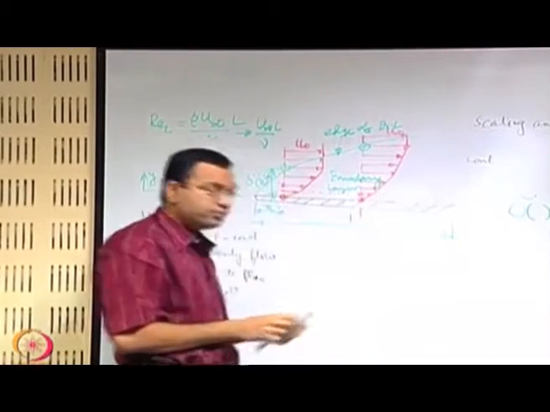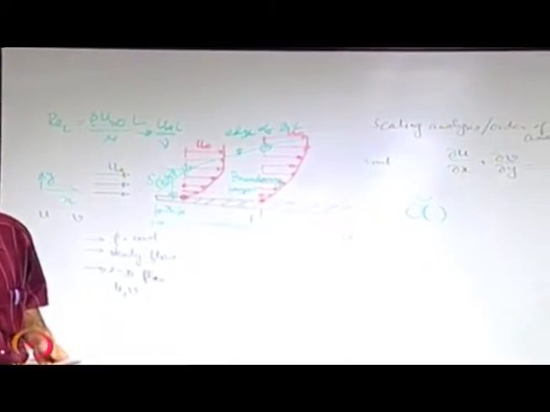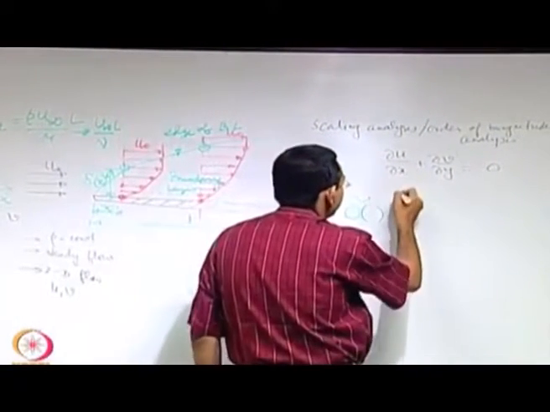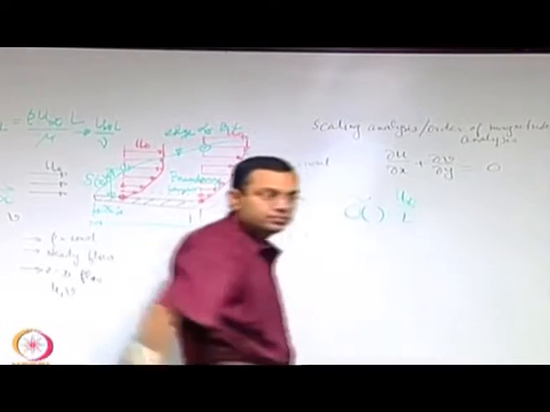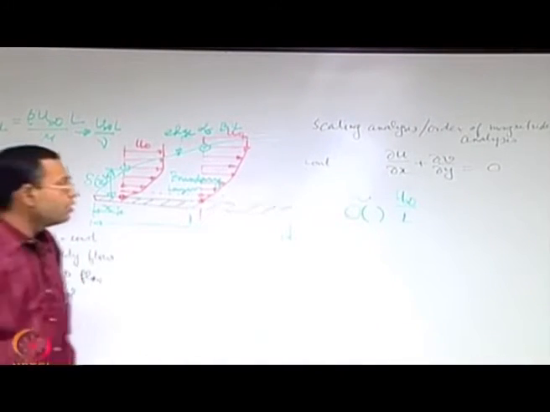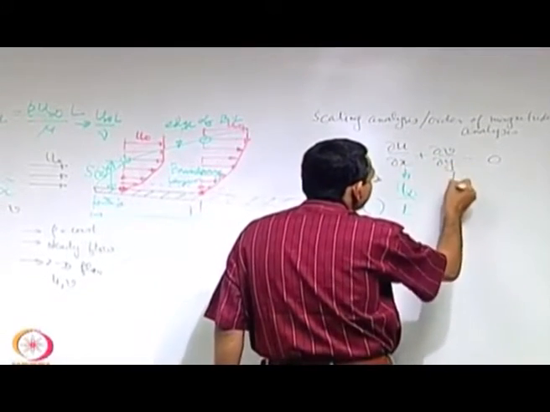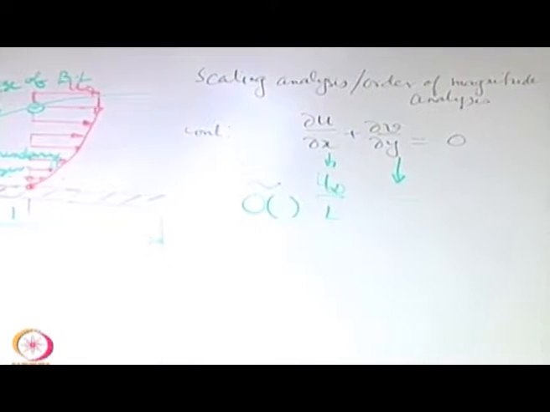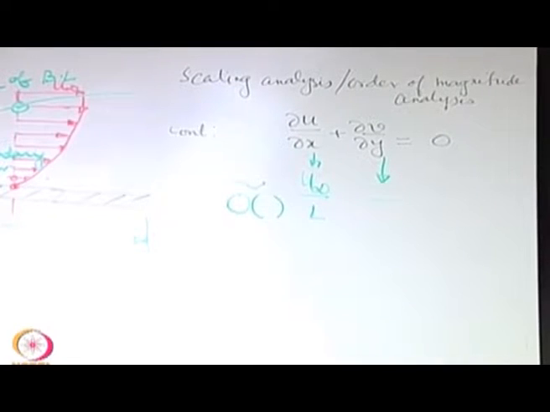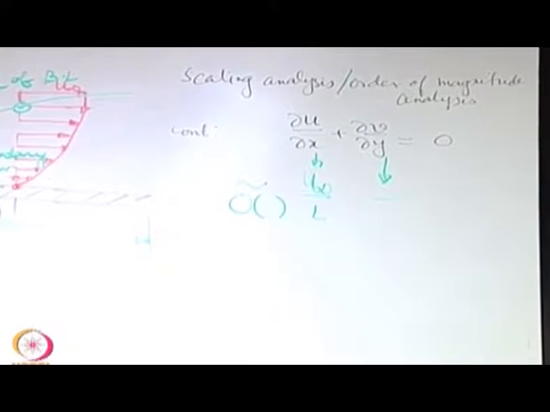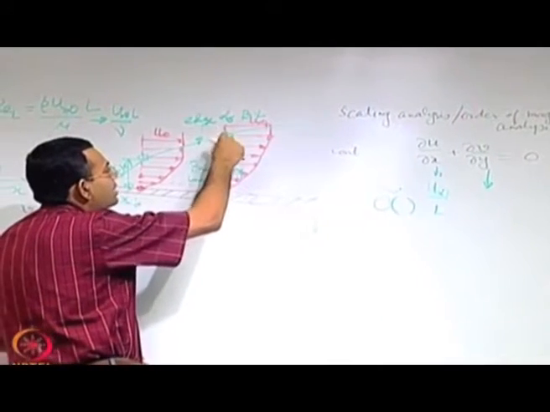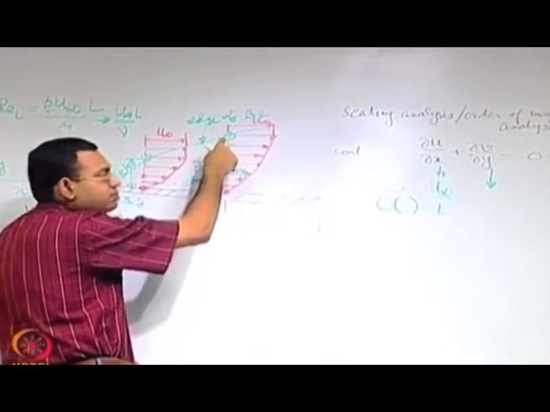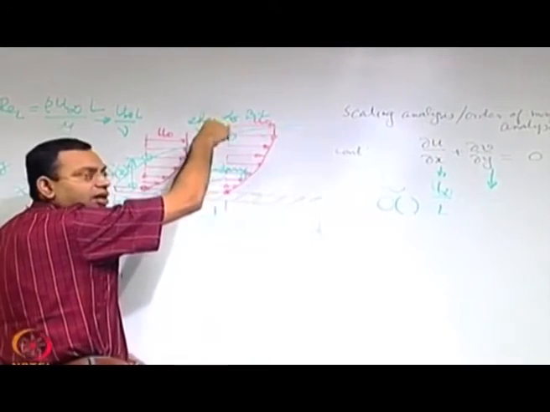What is the scale of u? U infinity. So, the scale of the first term is u infinity by L. Okay. What is the scale of the second term? It again requires the knowledge of the scale of v and the scale of y. What is the scale of v? We do not know directly, but we may estimate that the scale of v is the maximum v, which exists maybe at the edge of the boundary layer.